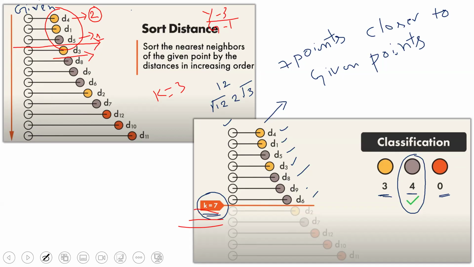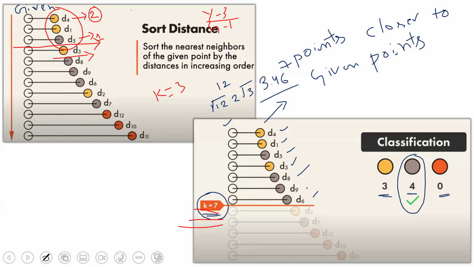What is the value of root 3? 1.7 or something, right? So 2 into root 3, that is somewhere around 1.73, so 3.46. So this is somewhere around 3.46, which is close to 4.